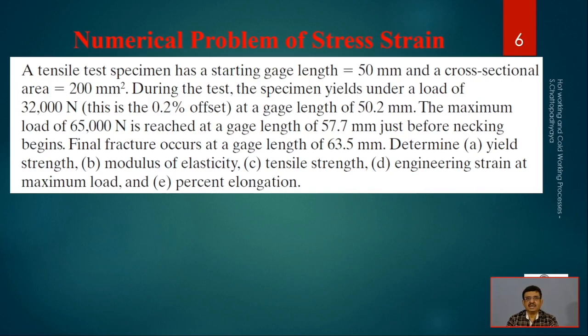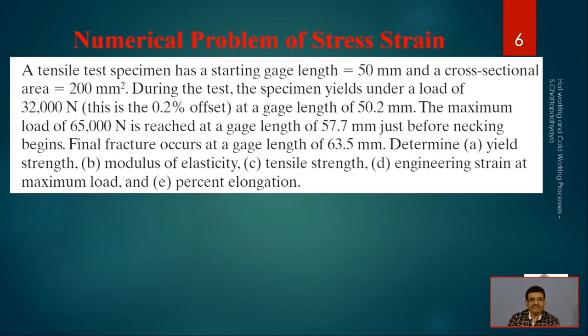So gauge length is 50 millimeter and cross sectional area is 200 millimeter square, and when there is strain, that means dimensional change, definitely these things will change. And during the test the specimen yields at a load of 32,000 newton. So we are associated with this offset at a gauge length of 50.2 millimeter. The maximum load is 65,000 newton, reached at a gauge length of 57.7 millimeter. So it is 50, then 50.2, and then 57.7 millimeter just before necking begins.